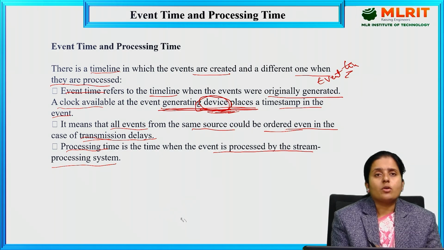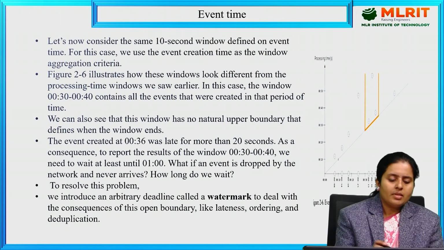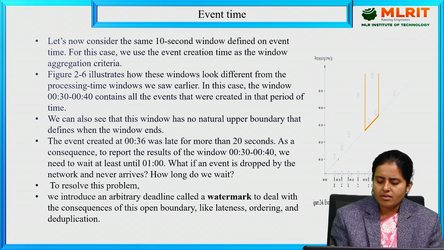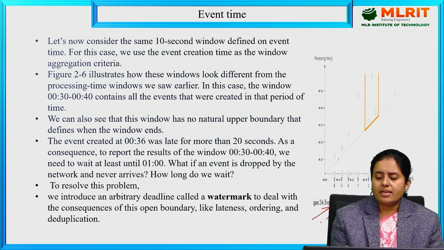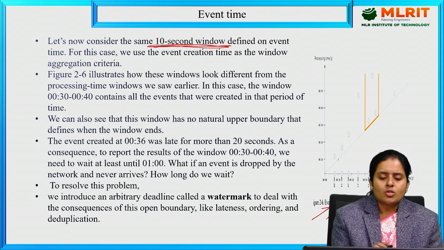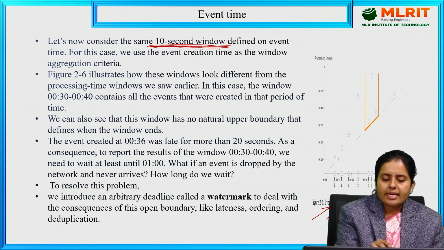So if we look at event time individually in a diagram, this is the event time window. Now consider a 10 seconds window. As we discussed in yesterday's topic on windows, sliding window and tumbling window, event times are displayed with respect to windows. So here we can see a 10 seconds window defined on event time.